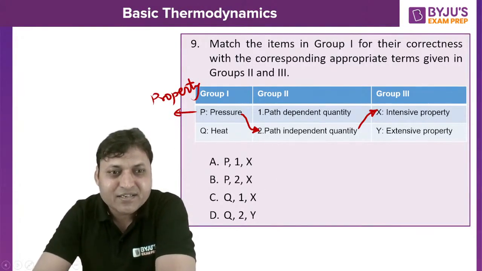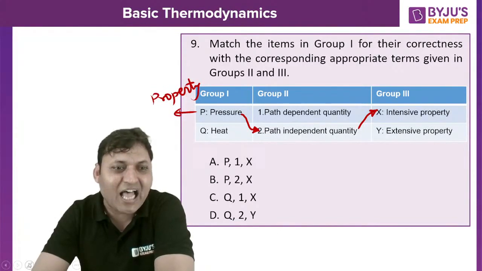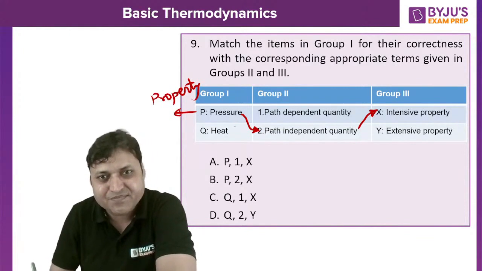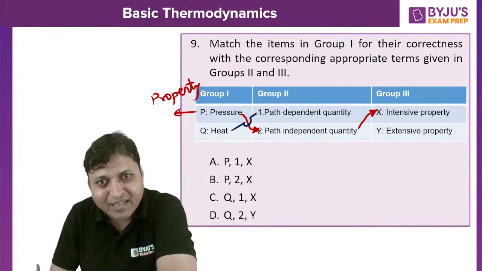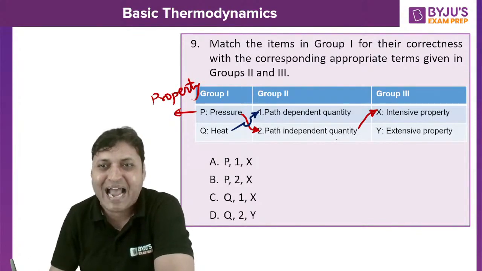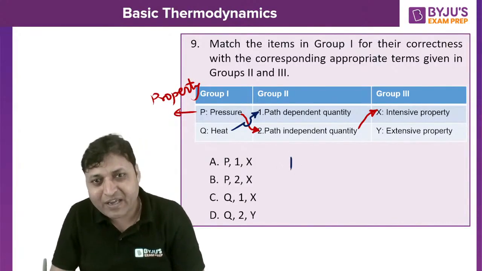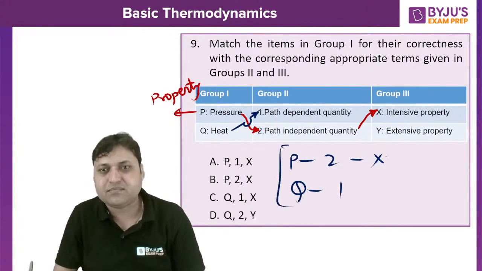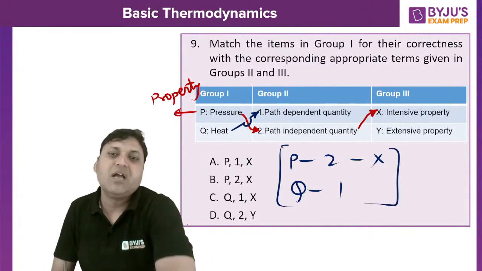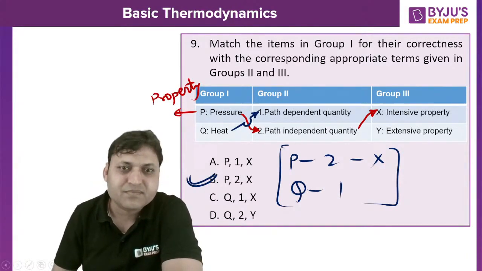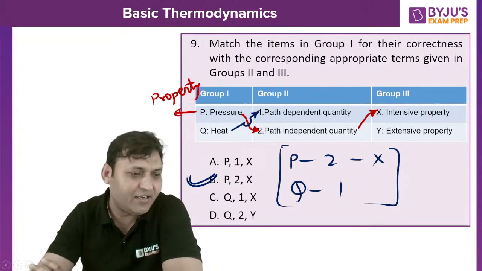And heat is the energy transfer by virtue of temperature difference. That is called heat. So heat depends on path. It is a path dependent quantity. It is not a property, neither intensive nor extensive. So we can say P2X and Q1. B is the correct answer for question number 9.